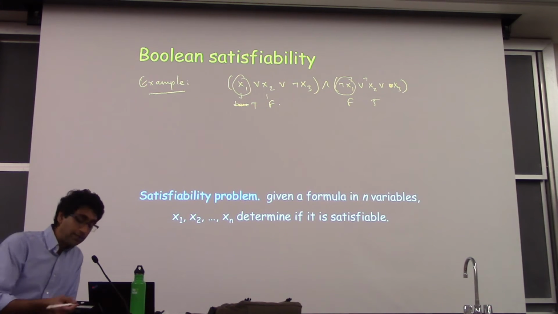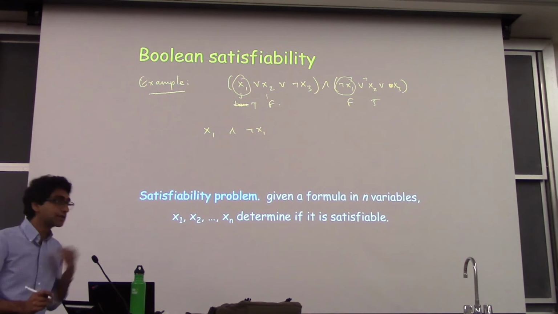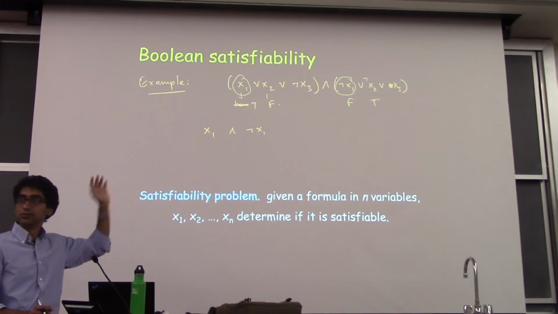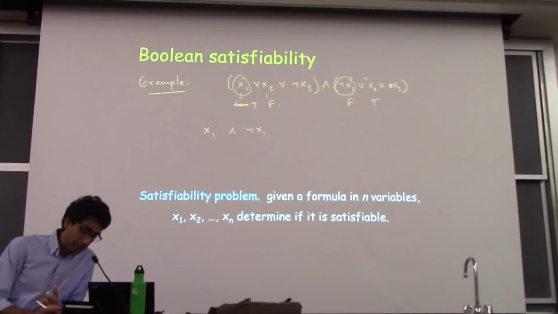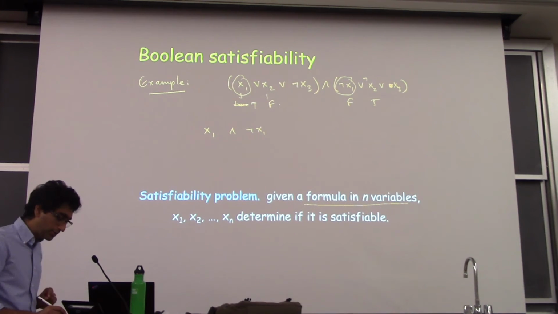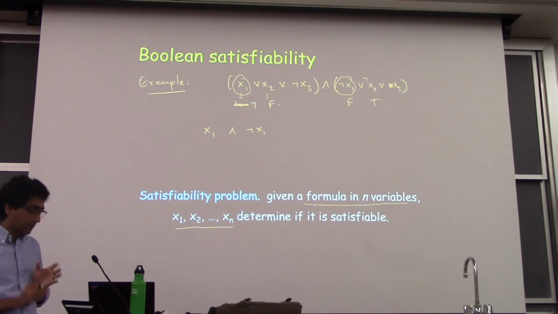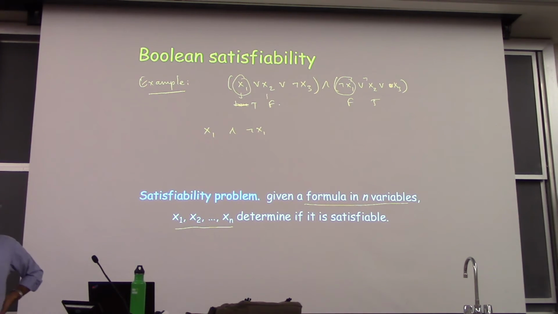So there are always these kinds of things. But on the other hand, you can write down formulas that are not satisfiable, right? A trivial example of this could be x1 and not x1. This is clearly not satisfiable, because you can't make both of these true. So this is the satisfiability problem: you're given some formula in n variables, and you want to figure out, do there exist x1 through xn such that the formula evaluates to true. Any questions about this problem?